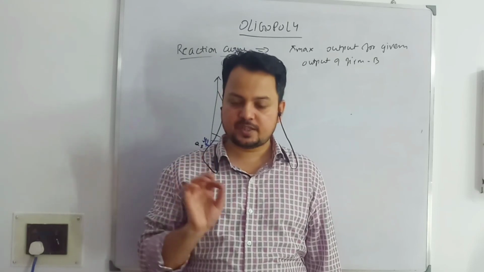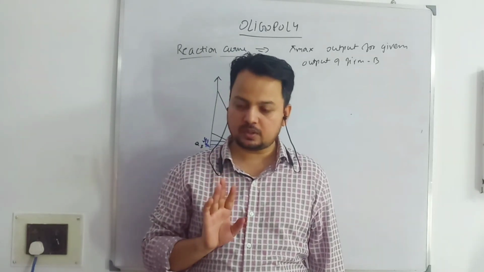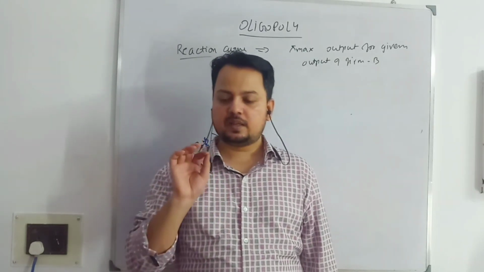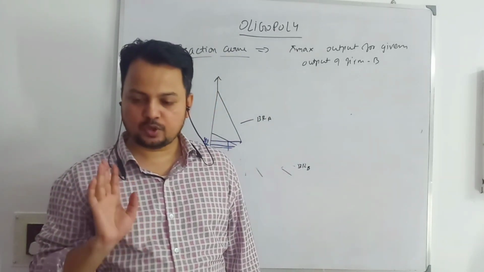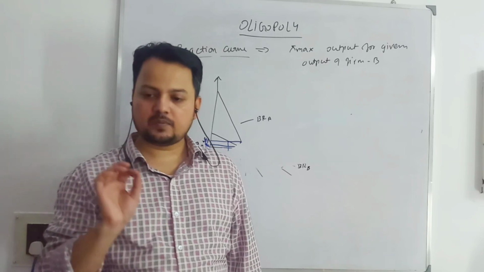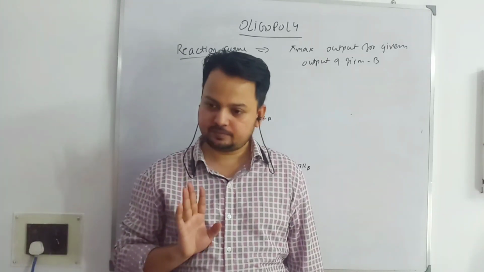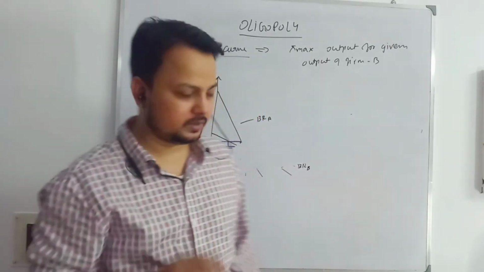What is the condition for a stable equilibrium in the Cournot model? You have to write that the reaction curve of firm A must be steeper than the reaction curve of firm B for a stable equilibrium, otherwise the equilibrium will not be stable. Clear? For 2 marks they can ask. Remember this point.